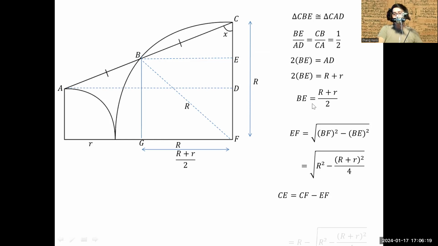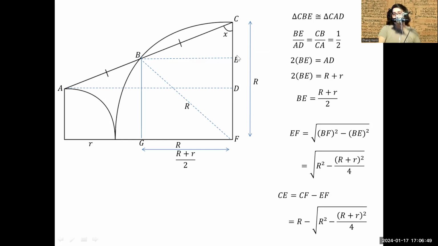So by subtracting them, notice CF is what we have gotten. CF, which is the capital letter R, subtract what we have found here for EF. So I subtract them, and I get capital letter R minus the square root of capital letter R squared minus capital letter R plus small letter r squared over 4. So that's the length of CE.